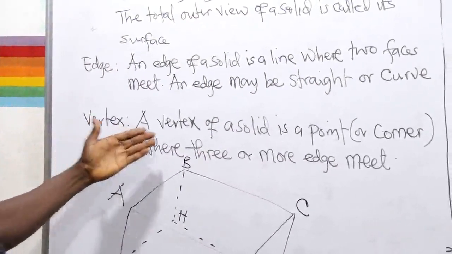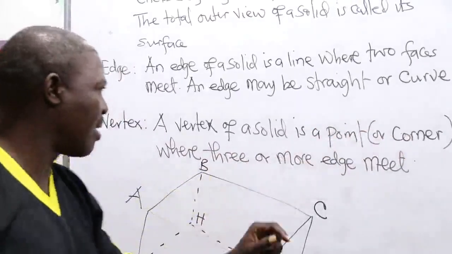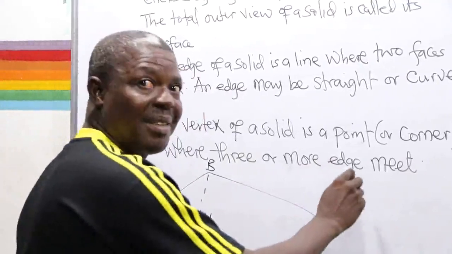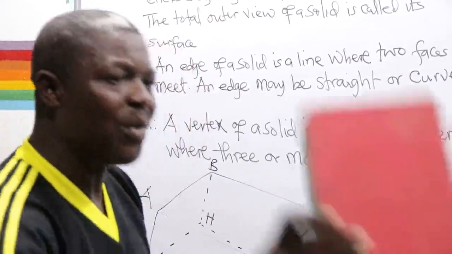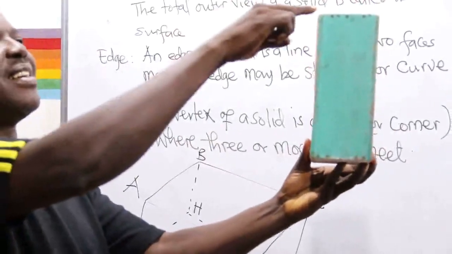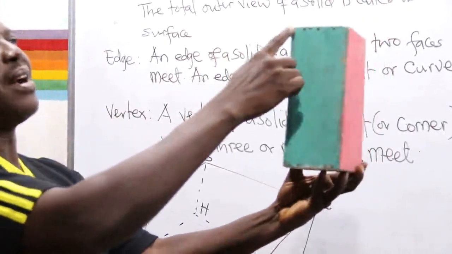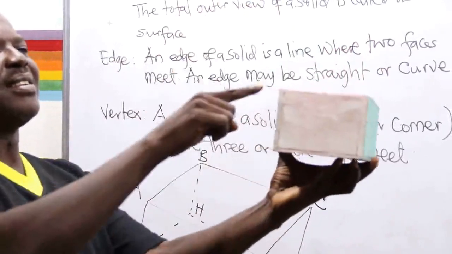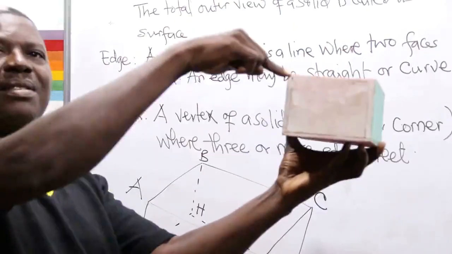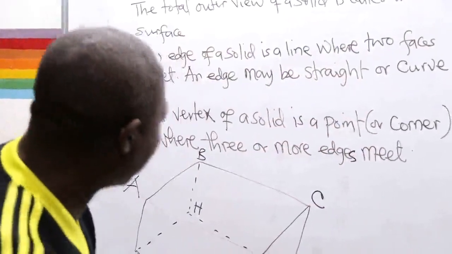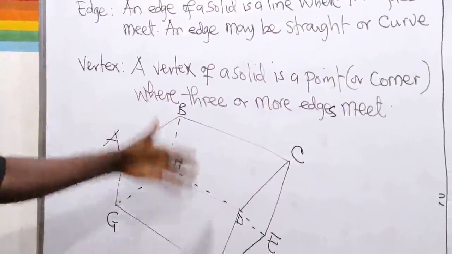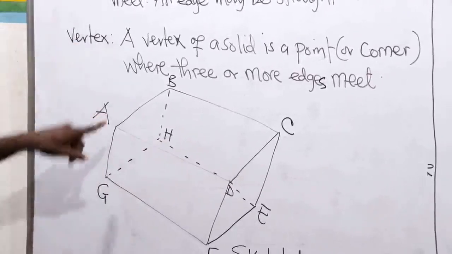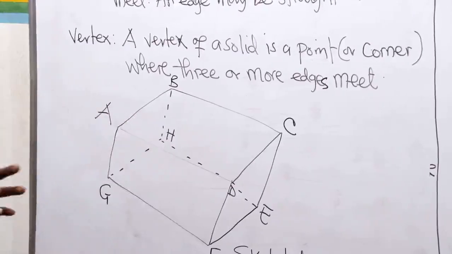Vertex. A vertex of a solid is a point or a corner where three or more edges meet. Therefore, if you look at this, this is a vertex. One line here, one line here, and one line here. This makes it a vertex. If you look at this side again, this is one line, and one line. So this is a vertex. Just like we have said, most often we use letters. I have actually drawn a skeletal view of a cuboid to show the illustration of the alphabet being used on the solid figure.